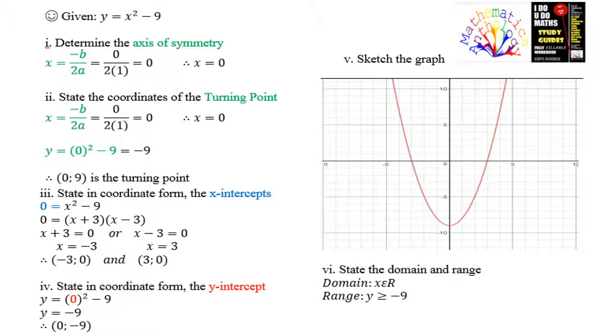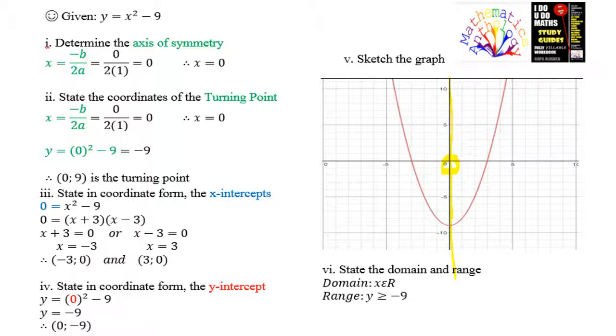So if we are given a parabola equation, interpretation of parabola, so y is equal to x squared minus 9. Let's determine the axis of symmetry here. Now the axis of symmetry is a vertical line that goes straight through the center of the parabola. So if we look at our graph, we can see that our axis of symmetry is here. It's at the line where x is equal to 0.